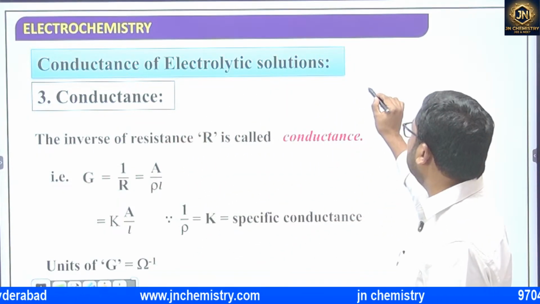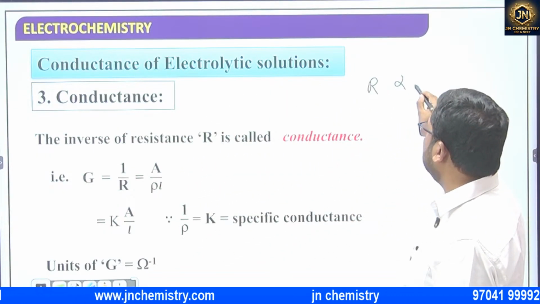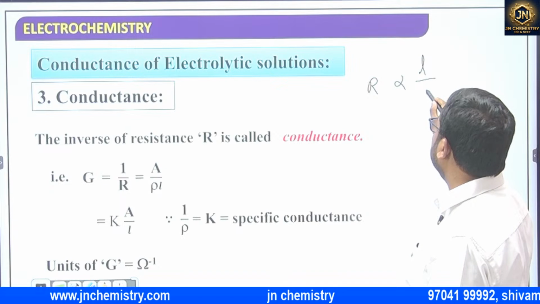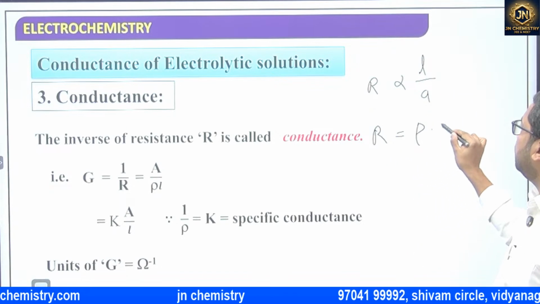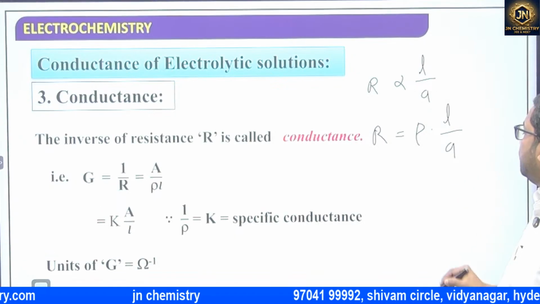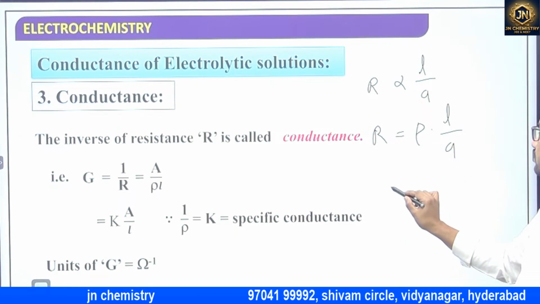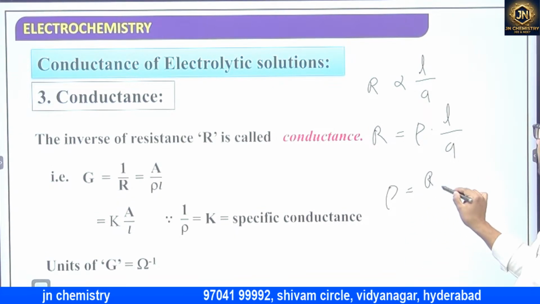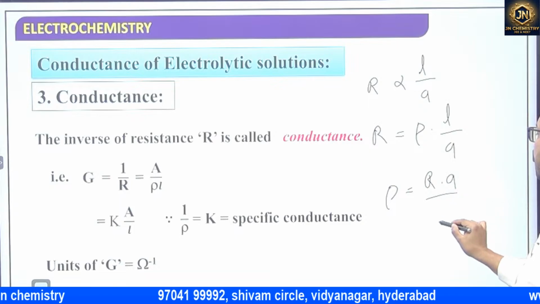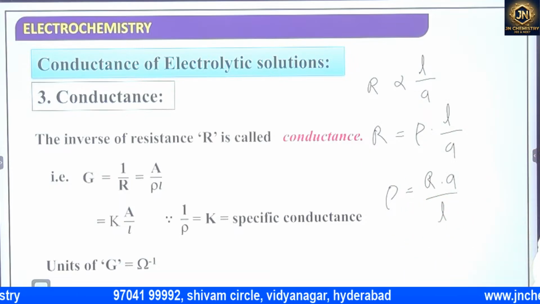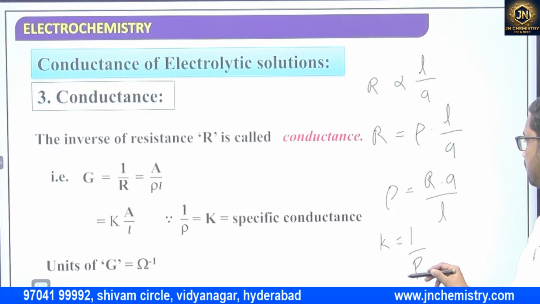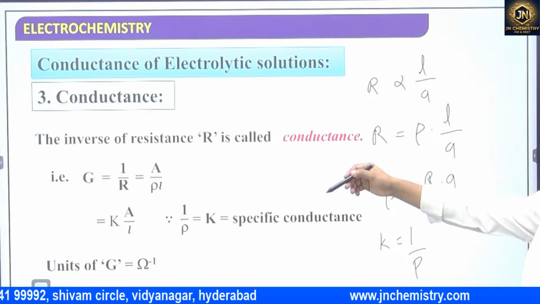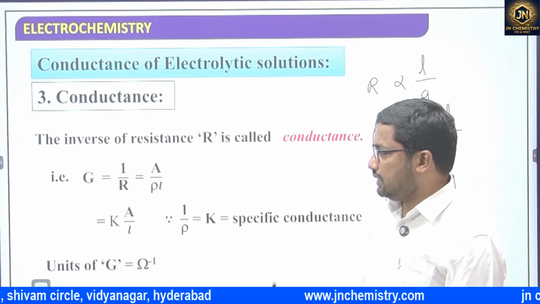What is the R value starting from? I told you R is directly proportional to L by A, right? R is equal to rho into L by A. So rho is equal to RA by L. So K is equal to 1 by rho, the same in reverse. Simple, we can derive all the equations.